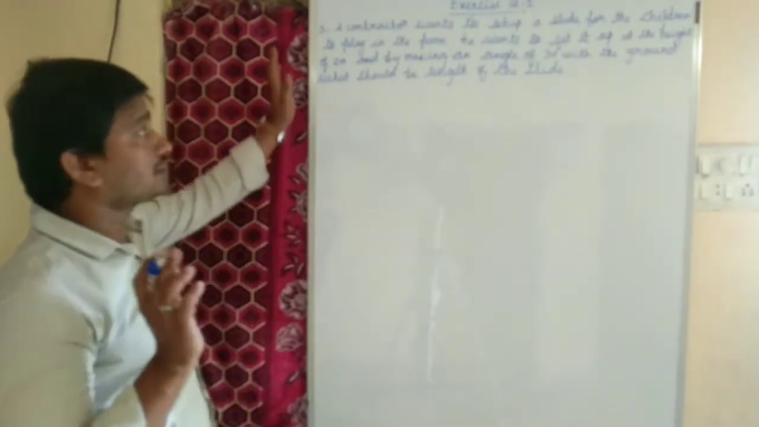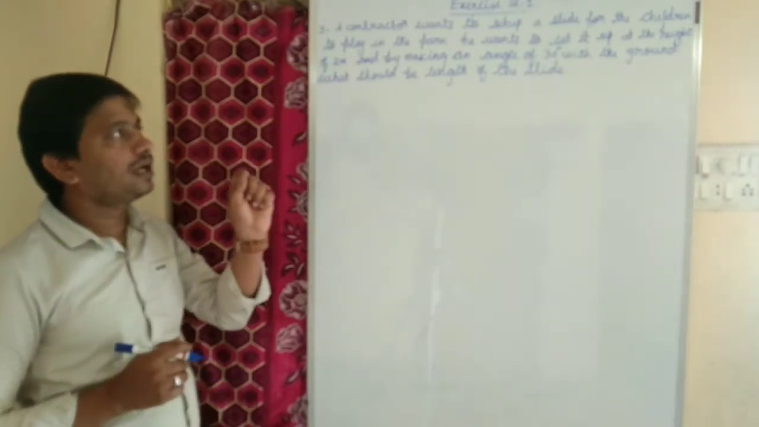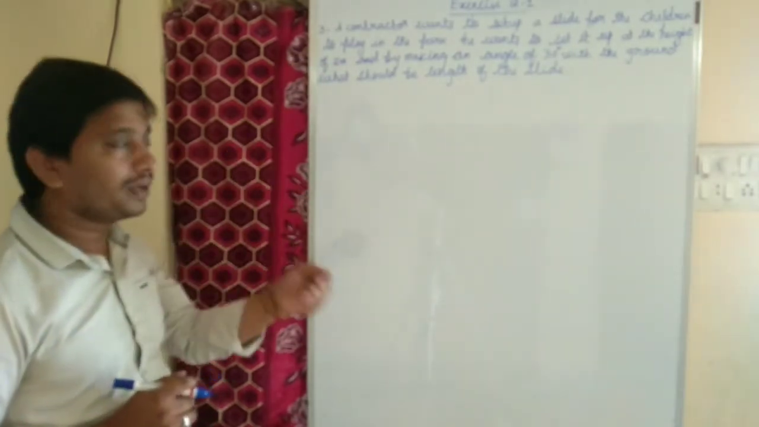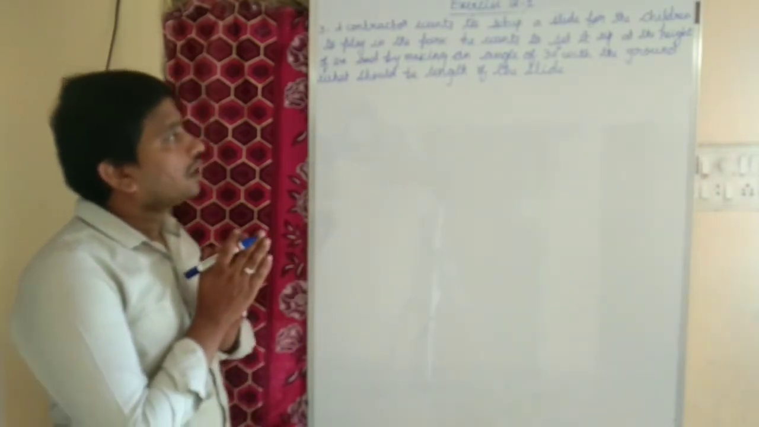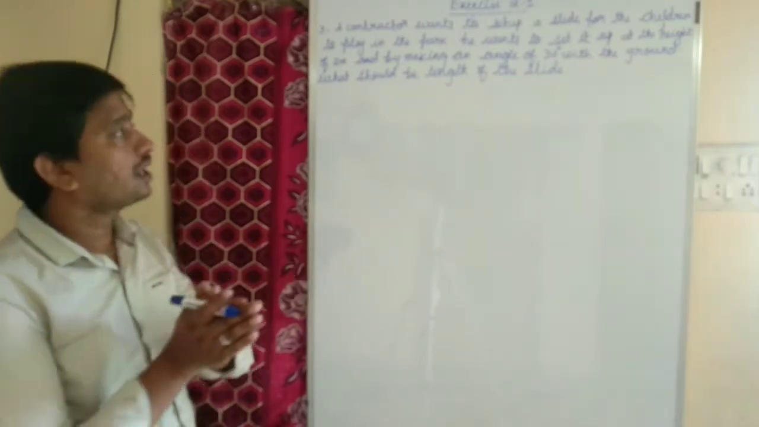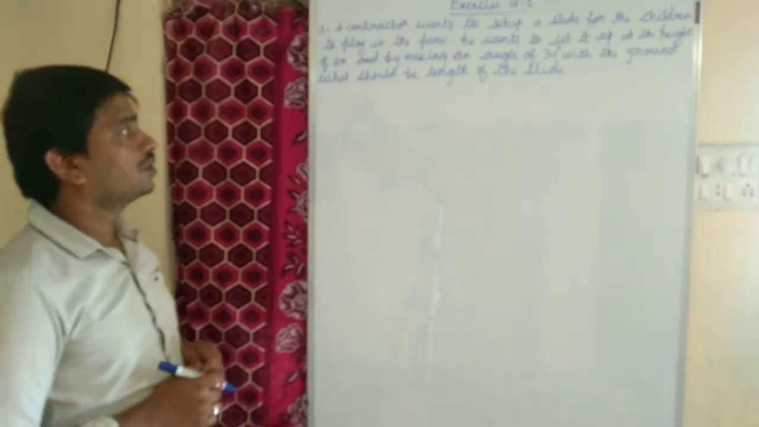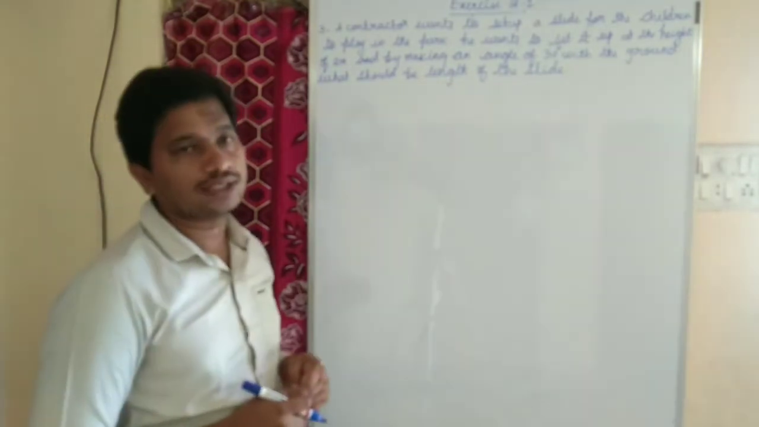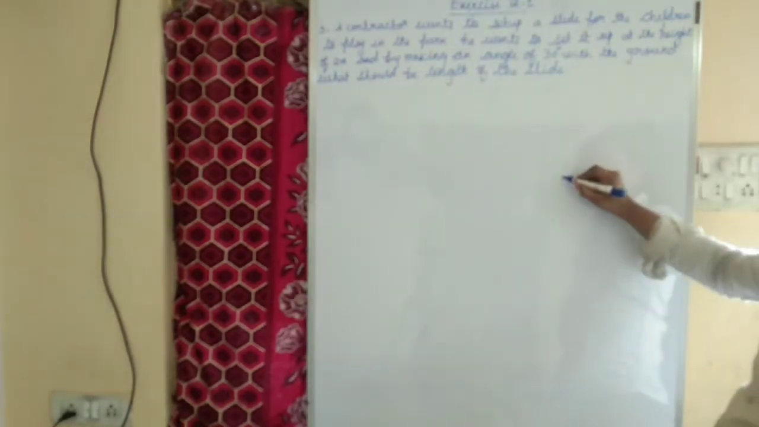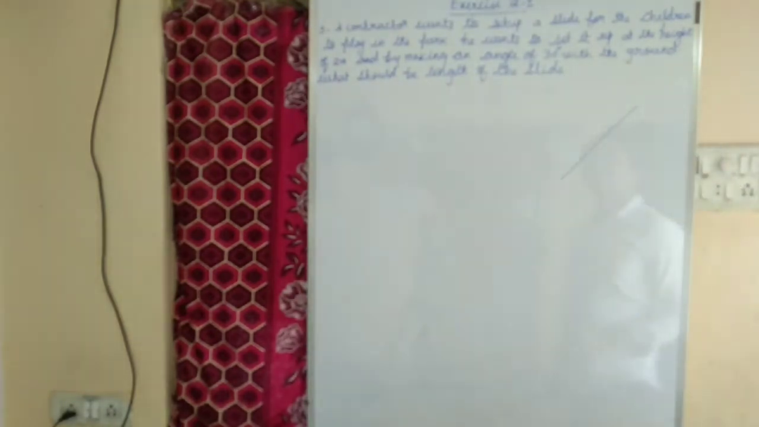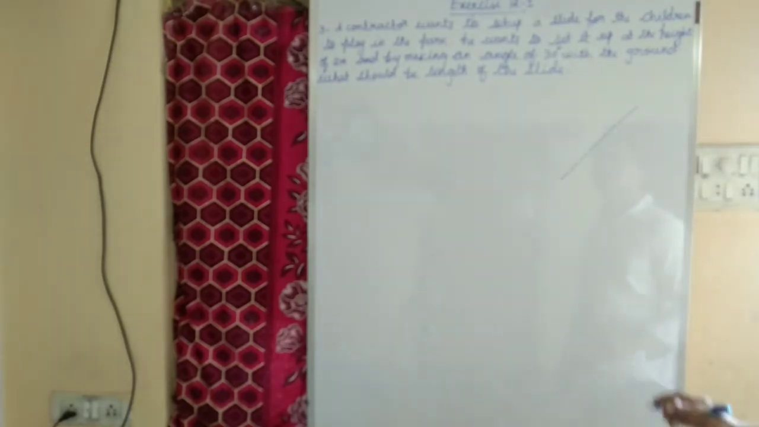Now coming to the third question. A contractor wants to set up a slide for the children to play in the park. He wants to set it up at a height of 2 meters, making an angle of 30 degrees with the ground. What should be the length of the slide? Okay children, so you want to set up a slide. The slide will be like this, for the children to play in the park, at a height of 2 meters.